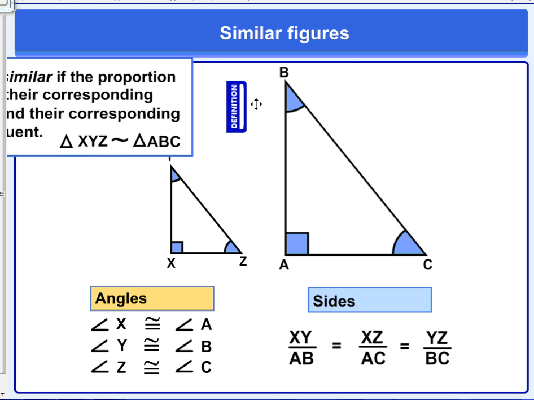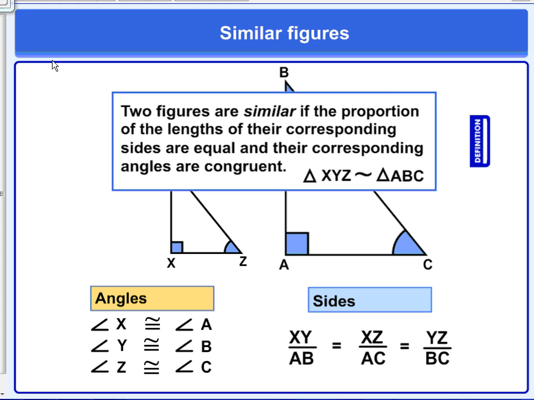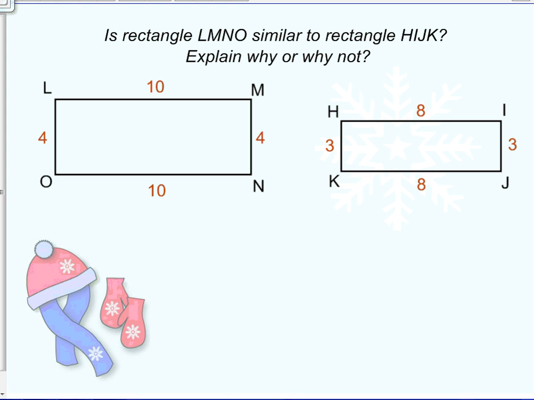So the official definition of a similar figure is: two figures are similar if the proportion of the lengths of their corresponding sides are equal and their corresponding angles are congruent. It's very important that you remember the corresponding part. All right, so let's do an example with this. They're asking, is rectangle LMNO similar to rectangle HIJK? Explain why or why not.